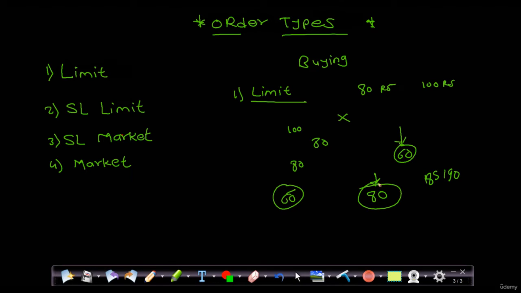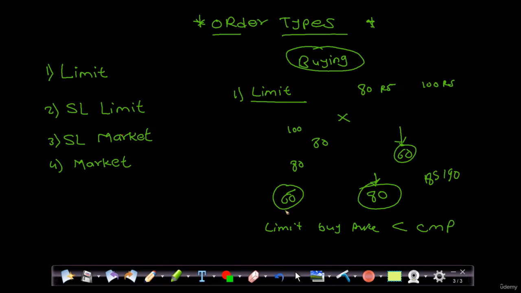Because on the buying side, a limit order will work only if the limit buy price is less than the current market price. I am repeating, the limit buy price is less than the current market price, then only the limit order will work on the buying side.